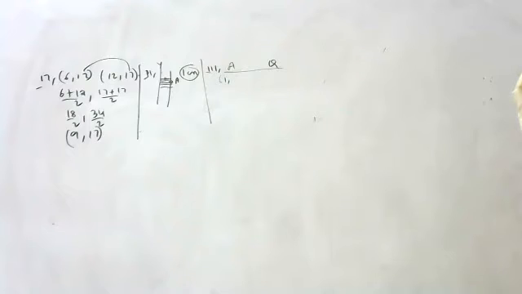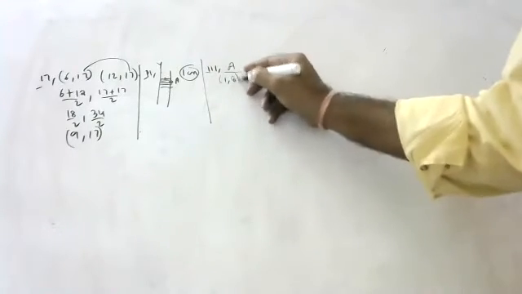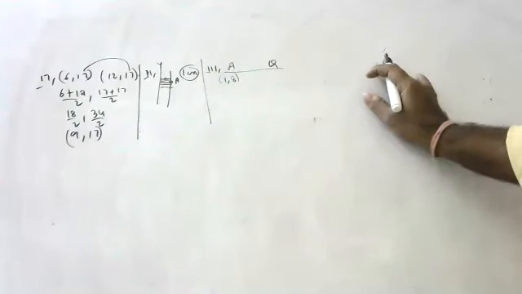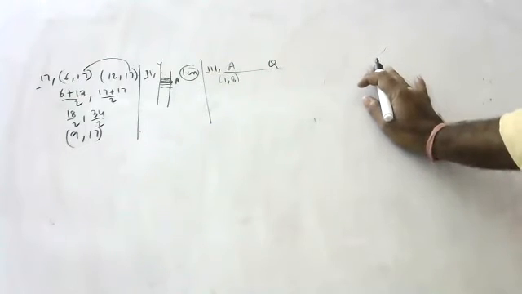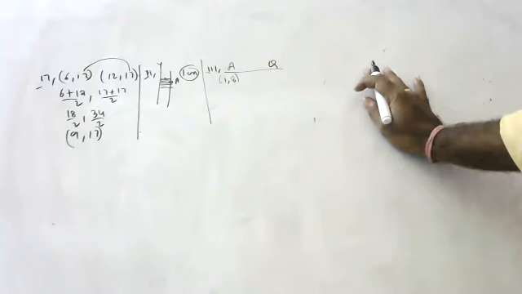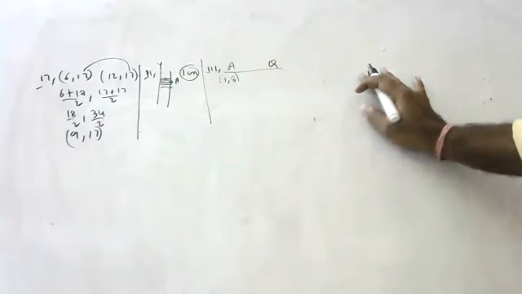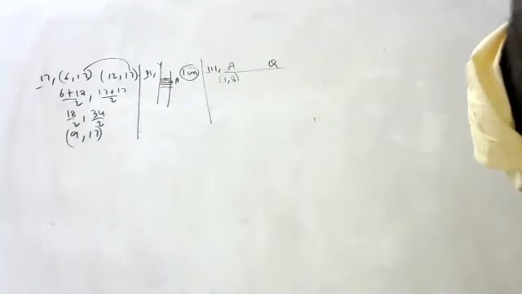1, 2, 3, 4. A is (1, 8), isn't it? Then Q is what? Eight only.